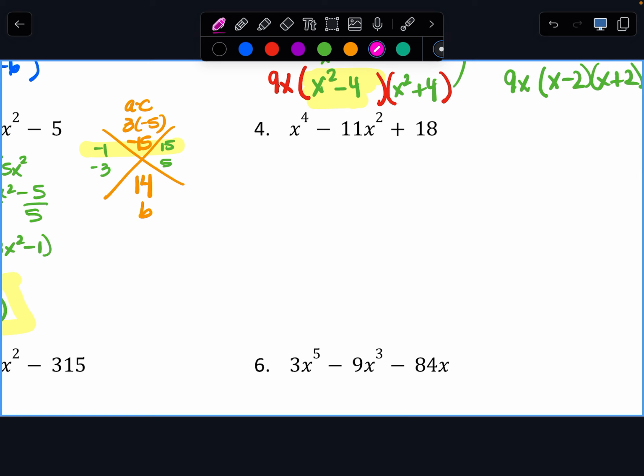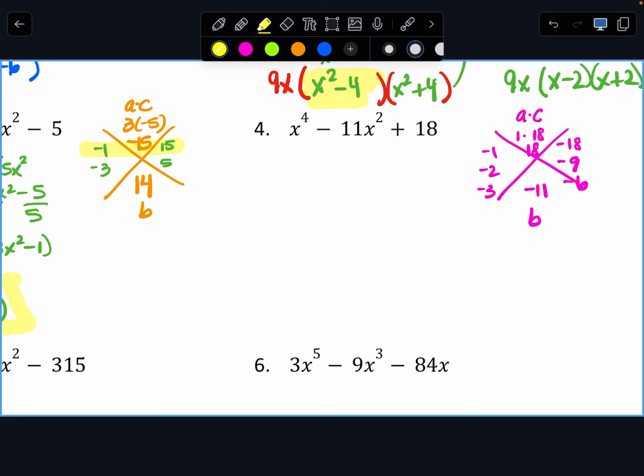So we're going to start with the AC method. That's 1 times 18, that's 18. And I need it to equal negative 11. So that's negative 1 and negative 18 to get positive 18. And a negative 2 and negative 9 and negative 3 and negative 6. The ones that equal 11 are the negative 2 and the negative 9.